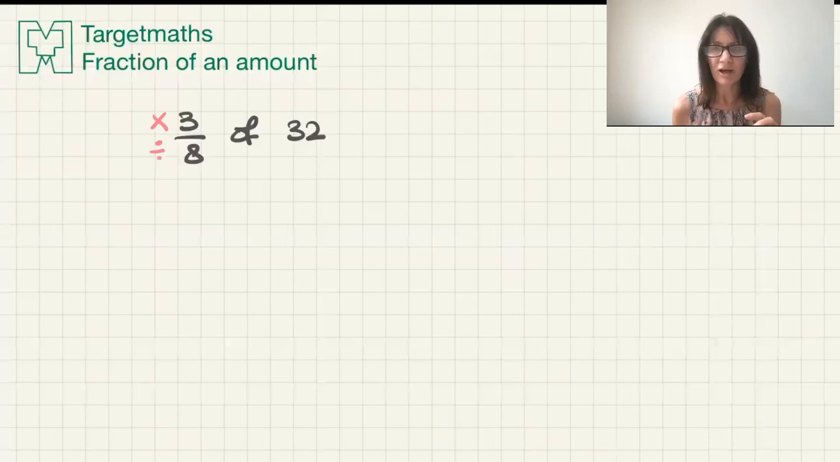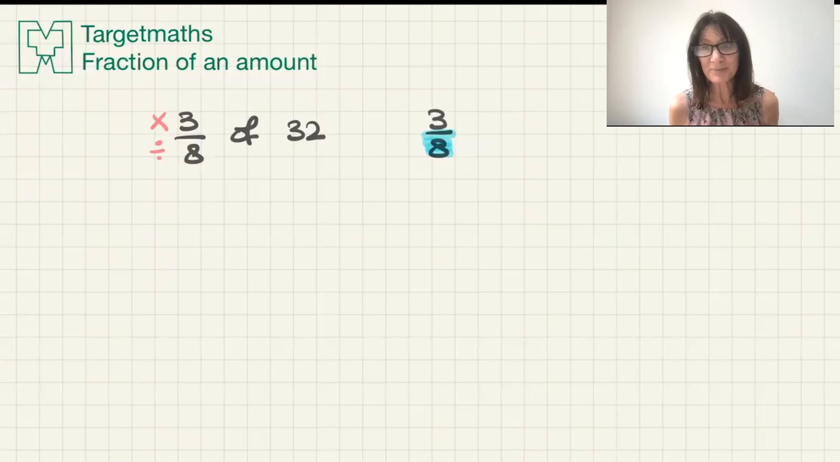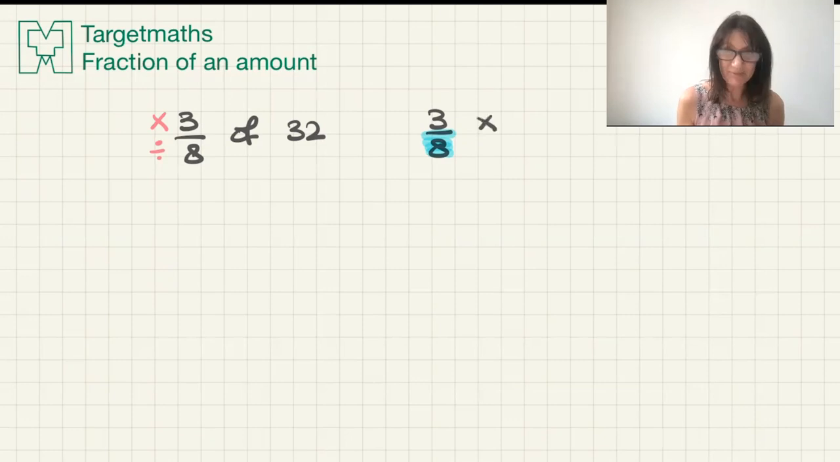That's the method. Okay, why is it the method? I'm going to show you just quickly so you understand. The 3/8 is a fraction, isn't it? And the divide line is embedded in the fraction here. So this actually is 3 divided by 8. So you heard me literally say divided by 8. Divide by the bottom. And of in maths means times.